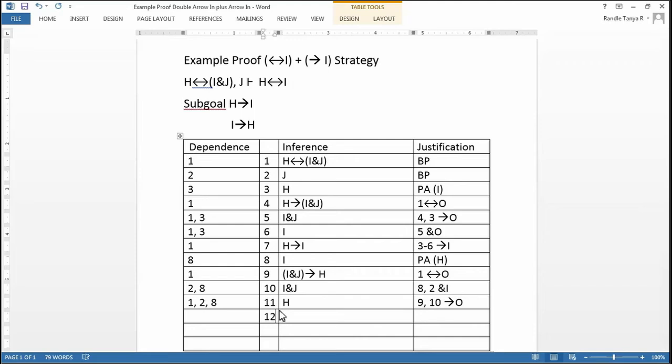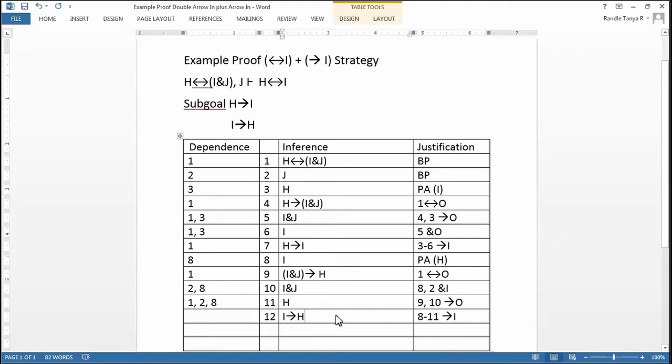And so now I can use arrow in rule to get I arrow h. That's from line 8, where my provisional assumption is, through 11, where my consequent is, and that's the arrow in rule. So arrow in rule, my provisional assumption is the antecedent of my conditional, making that provisional assumption led to the consequent of my conditional, so I can infer the whole conditional.